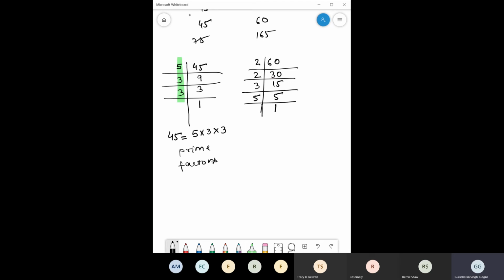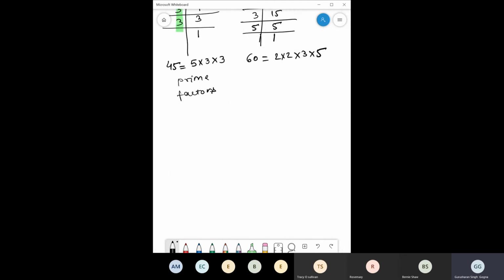Now 60 can be written as 2 by 2 by 3 by 5. In order to check that, 2 by 2 is 4, 4 by 3 is 12, and 12 by 5 is 60. So it means your answer is correct. This is the way you can find the prime factors of any number you want.